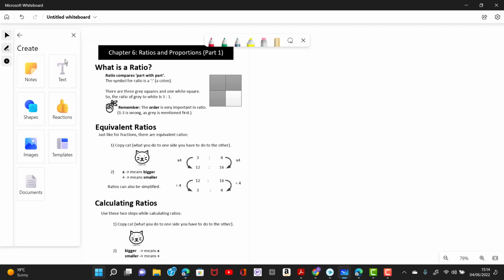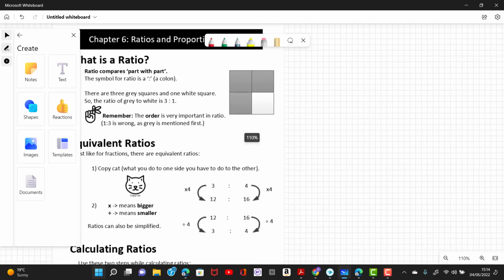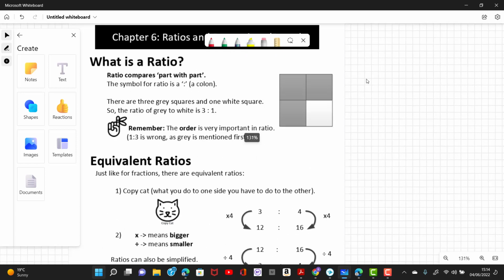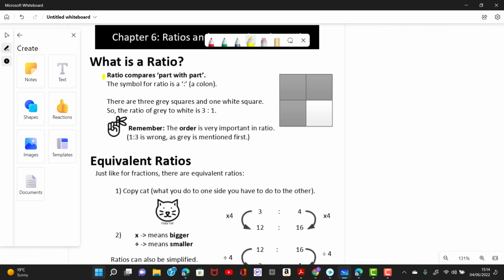So we've got a whiteboard here. And the first thing we're going to do is discuss what is ratio. So let's zoom in a bit. Ratio compares part with part. You've got a diagram here, and you've got 3 grey squares to 1 white square.